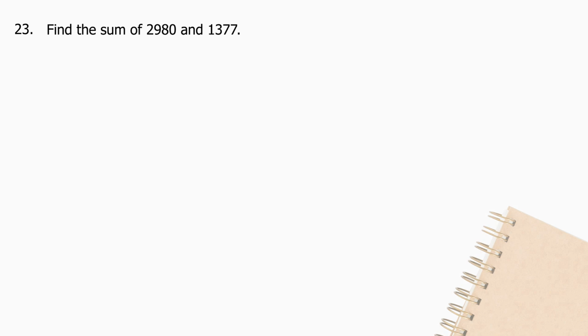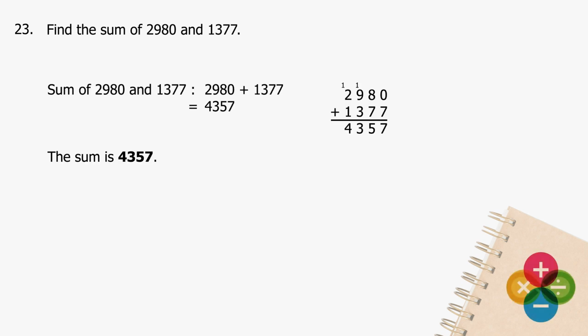Question 23. Find the sum of 2,980 and 1,377. The sum of 2,980 and 1,377 will be: add 2,980 to 1,377, and the sum is 4,357. The sum is 4,357.